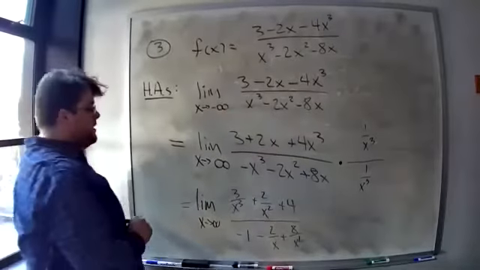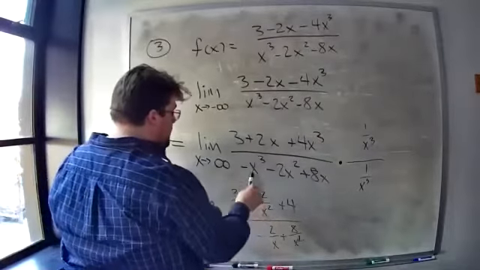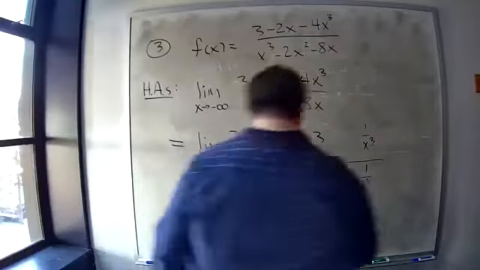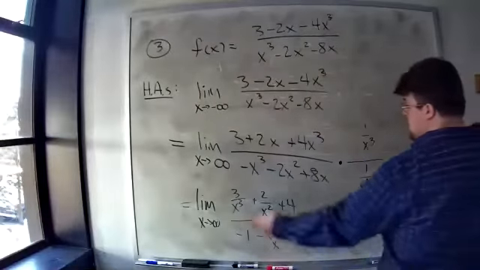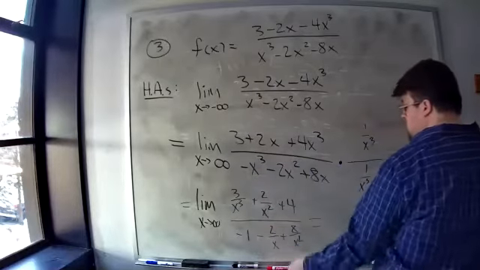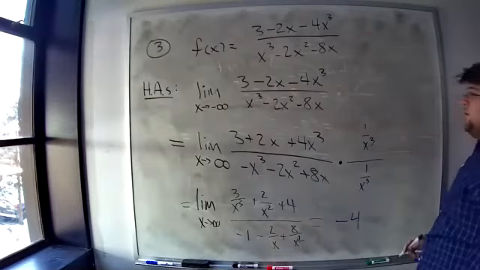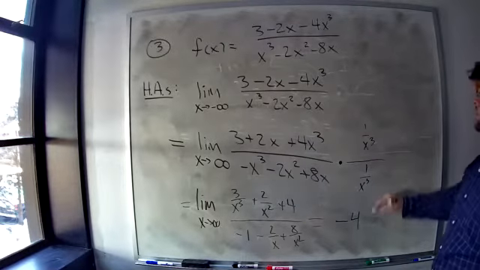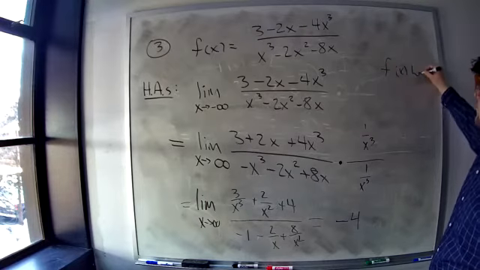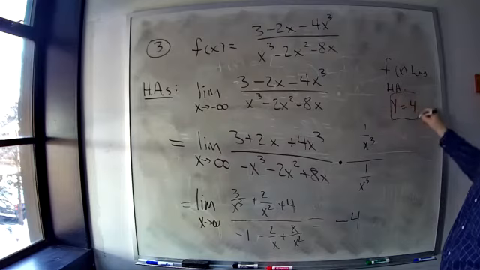Distribute the 1 over x cubed in: 3 over x cubed, 2 over x squared, plus 4, minus 1 over x, minus 2 over x squared, and then take the limit as x goes to infinity. The fractions go to 0, 4 goes to 4, and the remaining terms go to 0, so we get 4. And from this, based on this limit and the other limit, we conclude f has horizontal asymptote y equals 4.